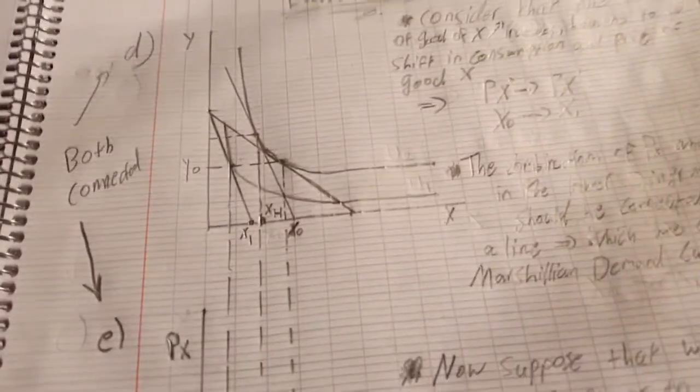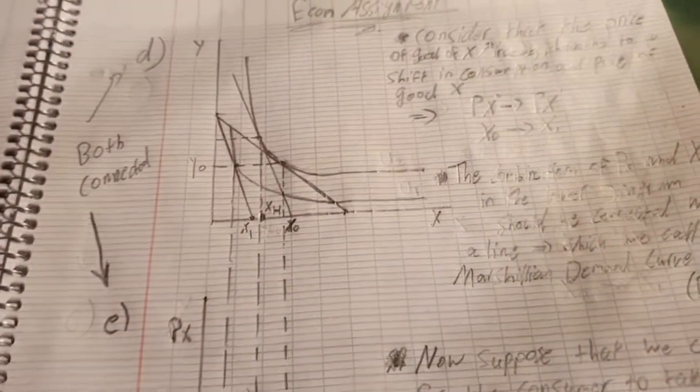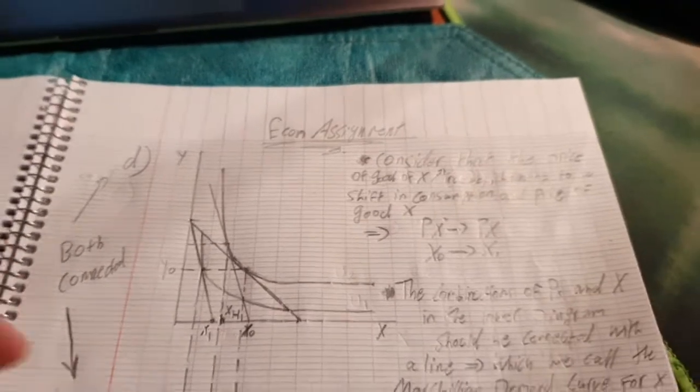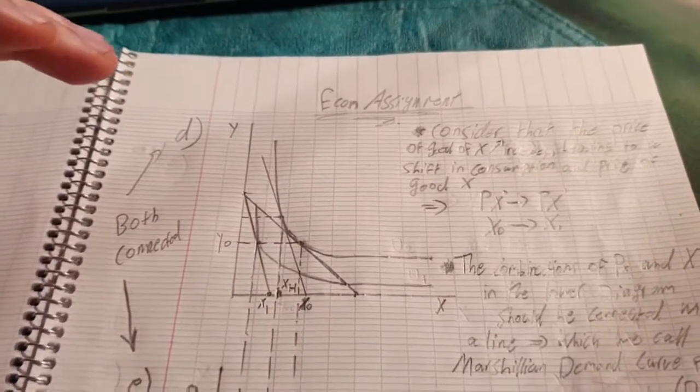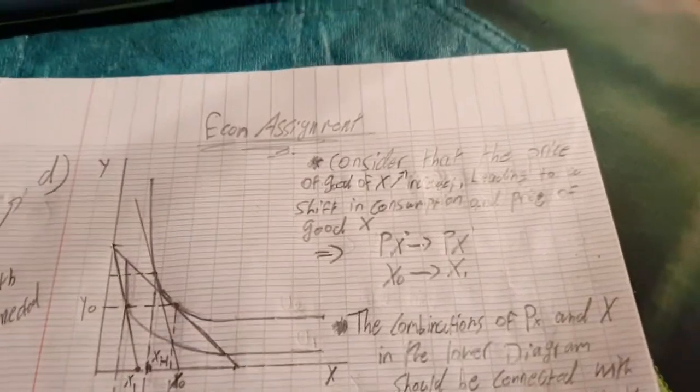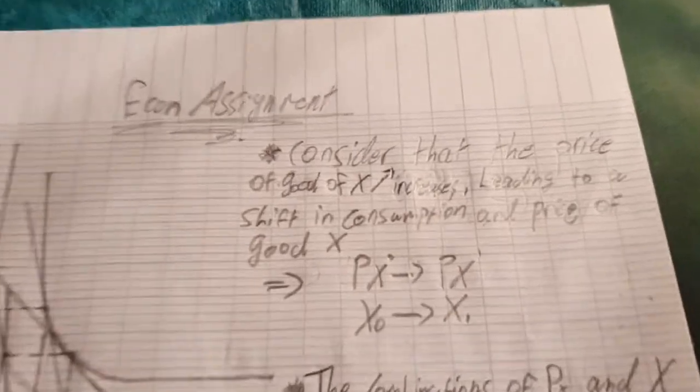Now, parts D and E are connected because they're basically the same thing. I did them in the same graph. Part E comes first because the Marshallian demand comes first, then the Hicksian demand. So consider that the price of good X increases, right?